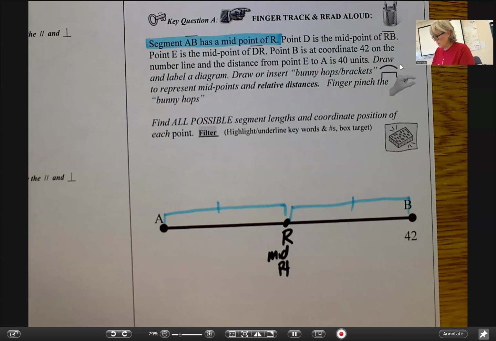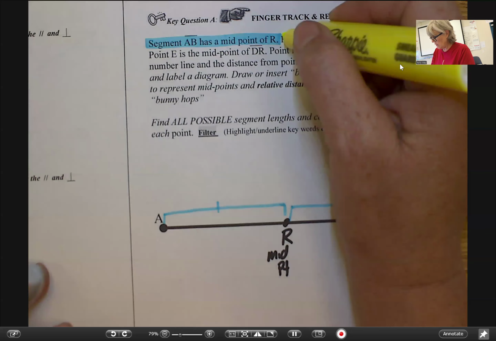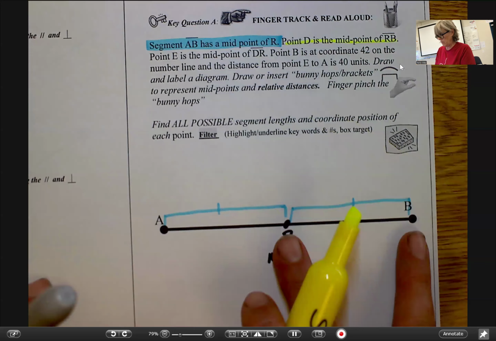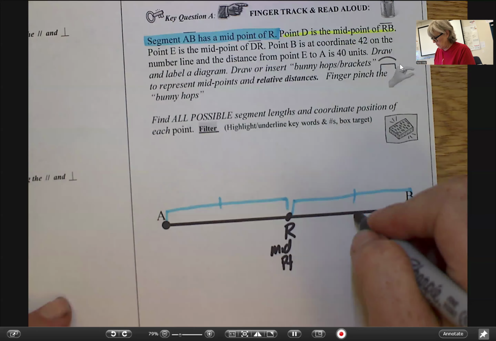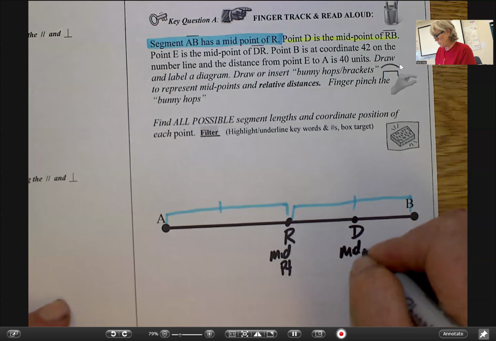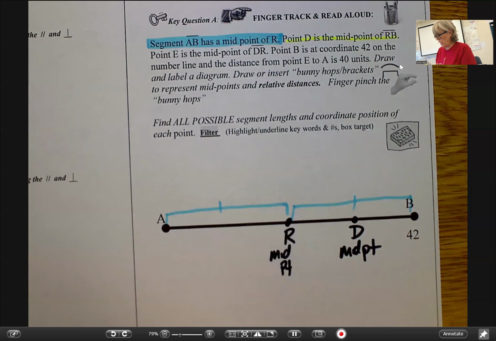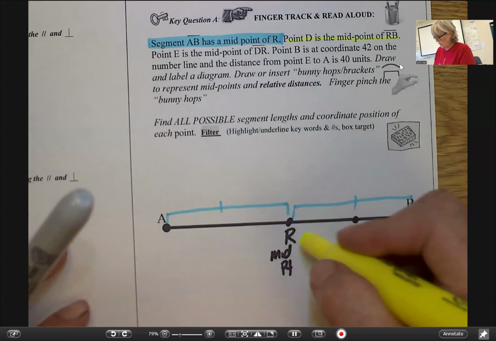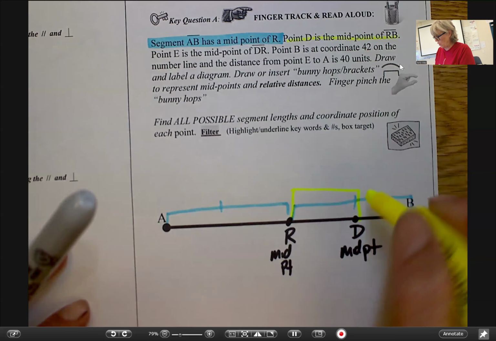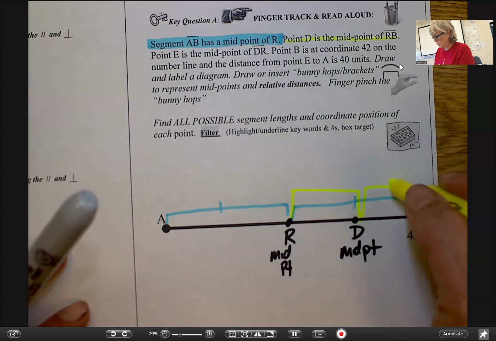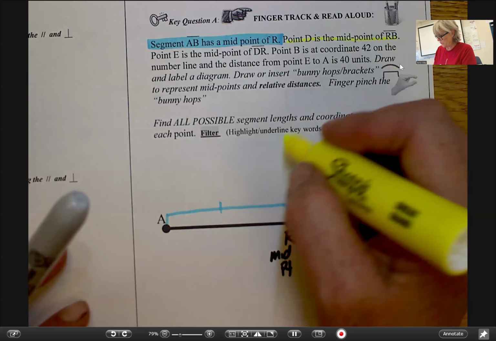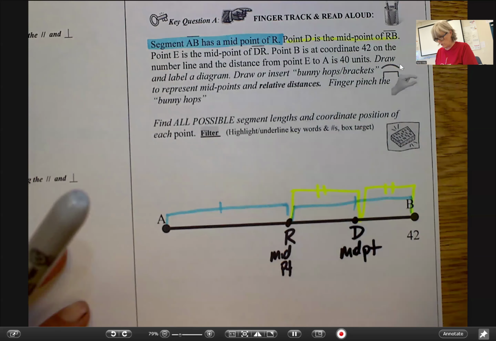Next, D is a midpoint of RB. So here's RB. D is our second midpoint. Okay, that implies that from, I'm going to overlap but color code, from R to D and D to B must also be exactly the same. Double hatch, because it's your second midpoint.